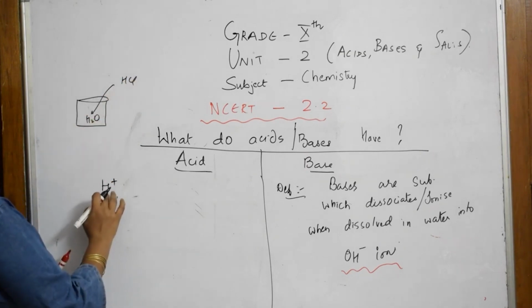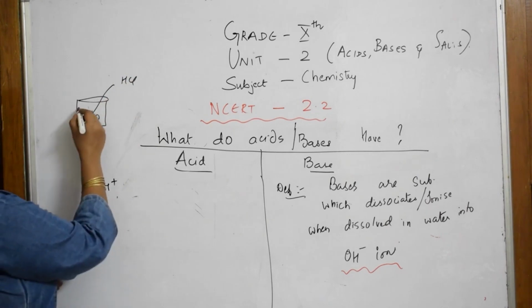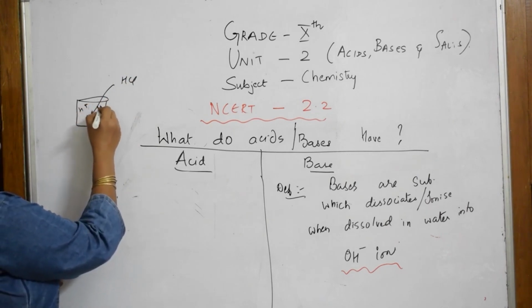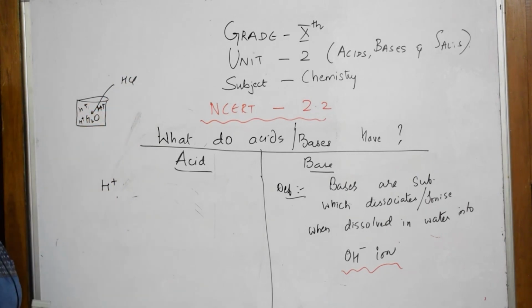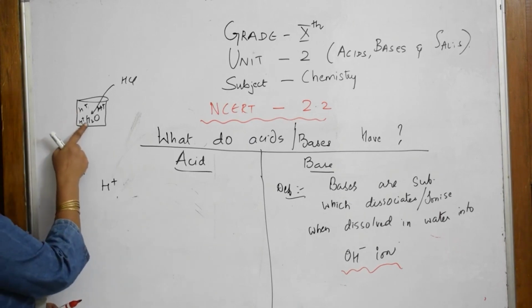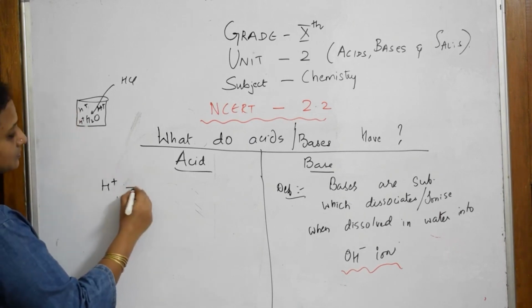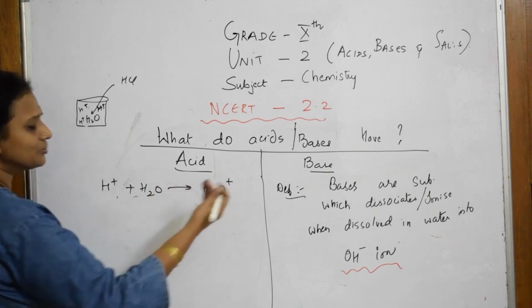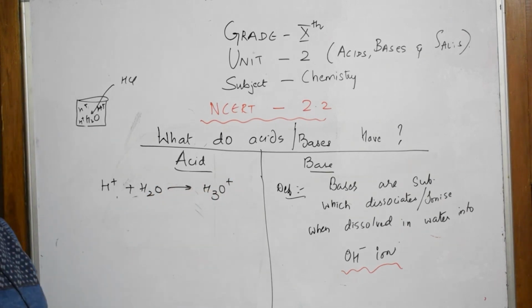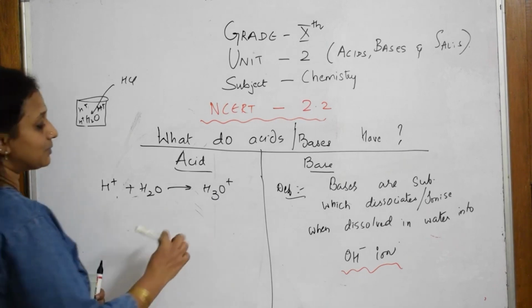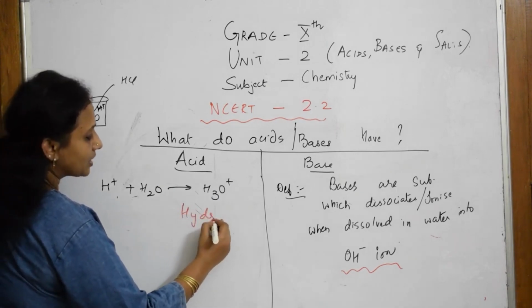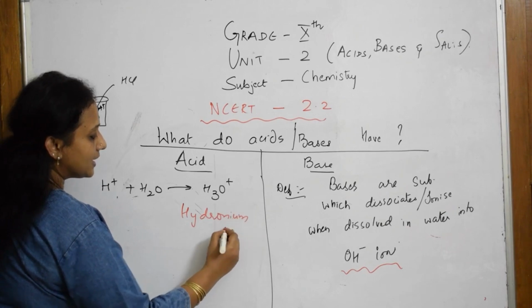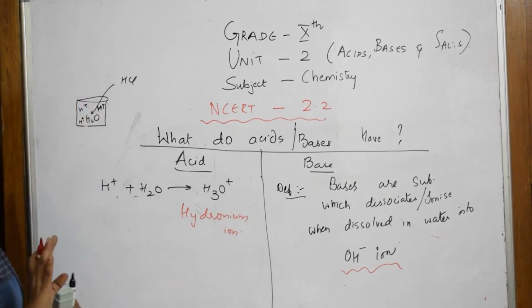When they dissolve, they get H plus ions. So all these H plus ions will be there in this beaker moving, which is very unstable. So this H plus ion further combines with water, and it forms a different form of H plus, that is nothing but hydronium ion. Hydronium ion. That means both are the same.